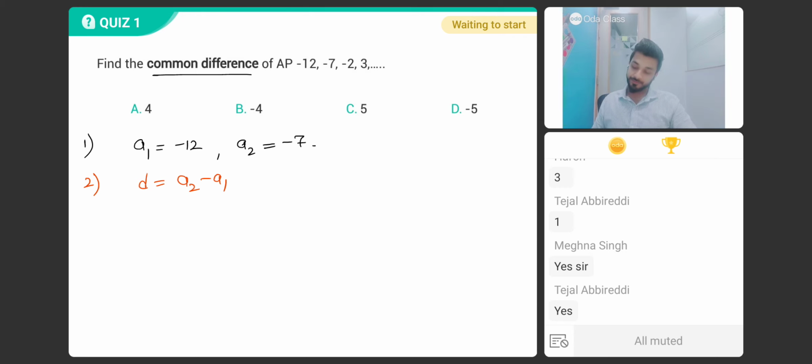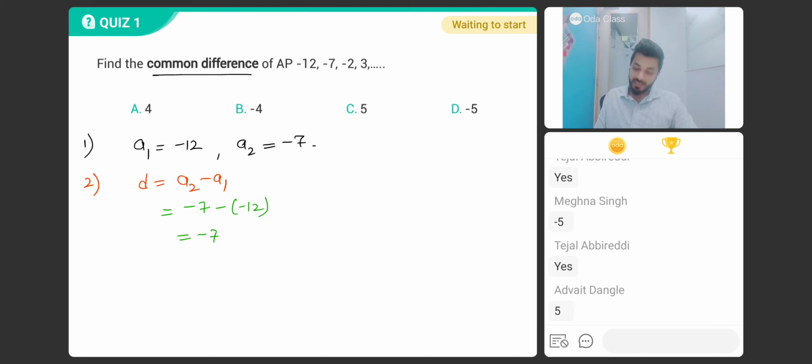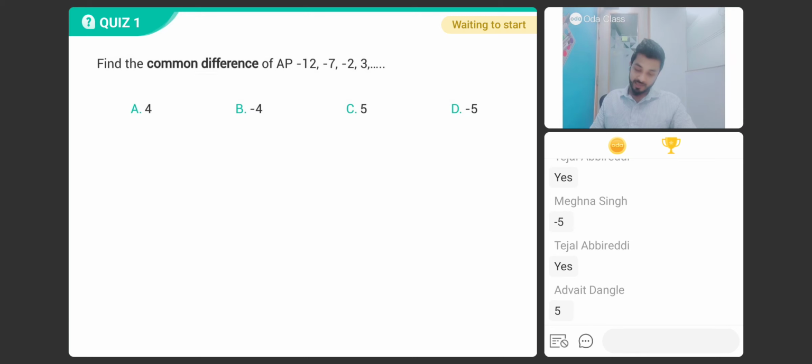Okay, you can answer this question in the chat box, because I can see the answer is not correct here. So I'll skip this quiz, but all of you are saying 5, right? So A2 is minus 7 and this is minus 12. So minus 7 plus 12 means it will be 5. Okay, plus 5 is the correct answer. Yes, option C is the correct answer.